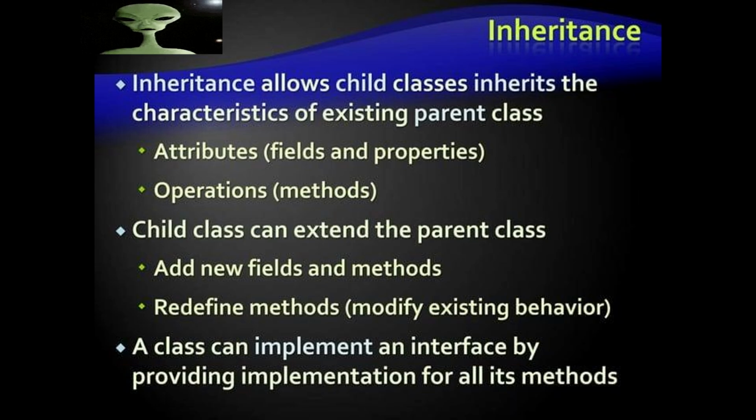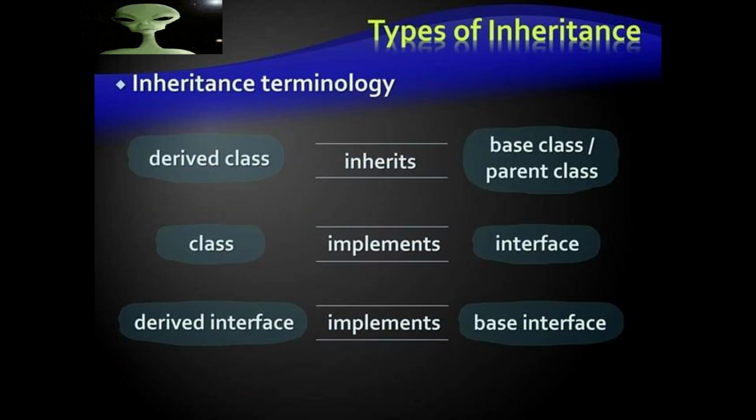Child classes may extend the parent class. They may add new fields and methods, or redefine existing ones from the parent class. A class can implement an interface by providing implementation for all of its methods. This is terminology for inheritance. A derived class inherits from a base class or parent class, also known as a subclass inheriting from a superclass. A class implements the interface, and a derived interface implements a base interface.